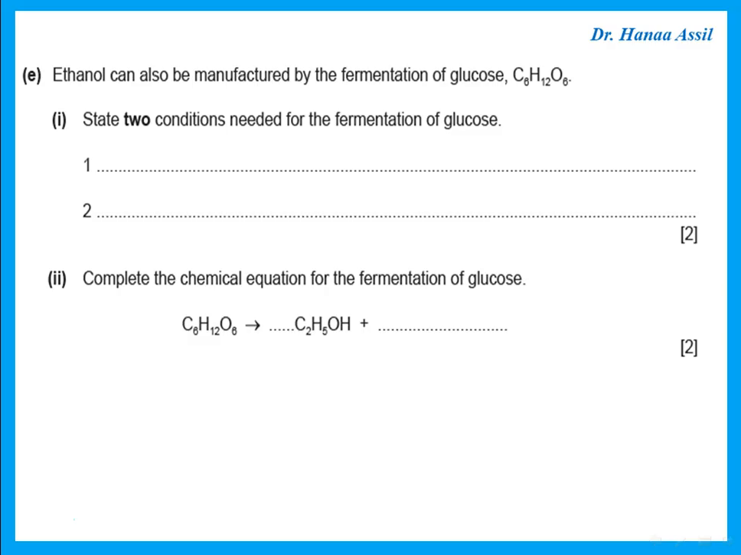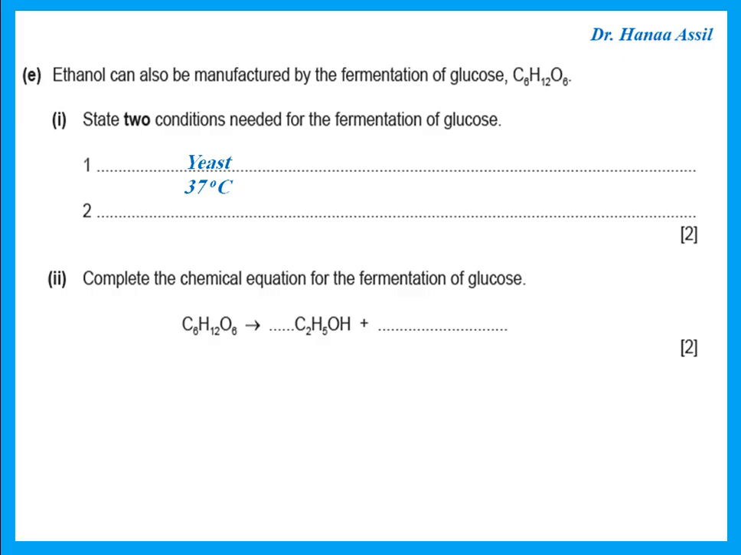Ethanol can also be manufactured by the fermentation of glucose. State 2 conditions needed for fermentation of glucose. So we said ethanol can be made either by hydration of ethene, that was what we were just talking about, which requires phosphoric acid catalyst and 300 degrees Celsius, or we can do it by fermentation, and fermentation means I add yeast to the glucose at about 37 degrees Celsius. If you want another condition, you should remember that this has to be done in absence of oxygen.